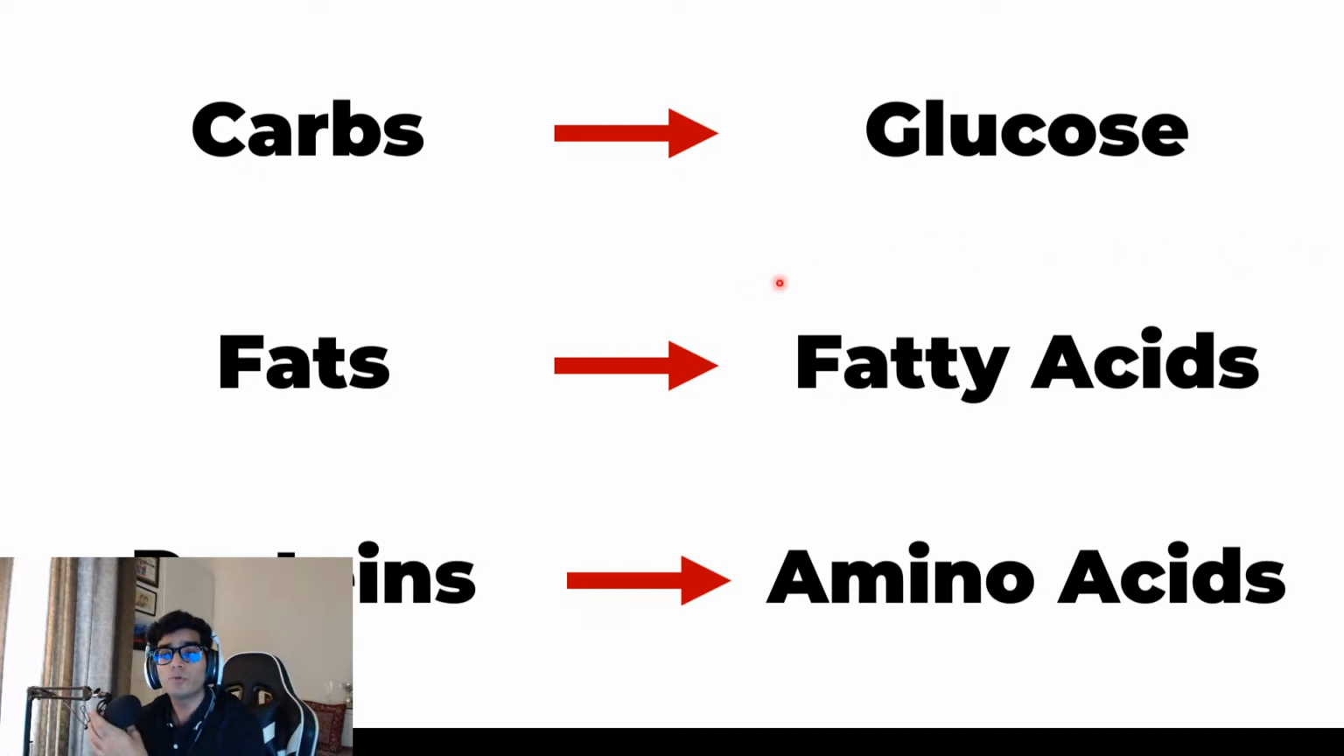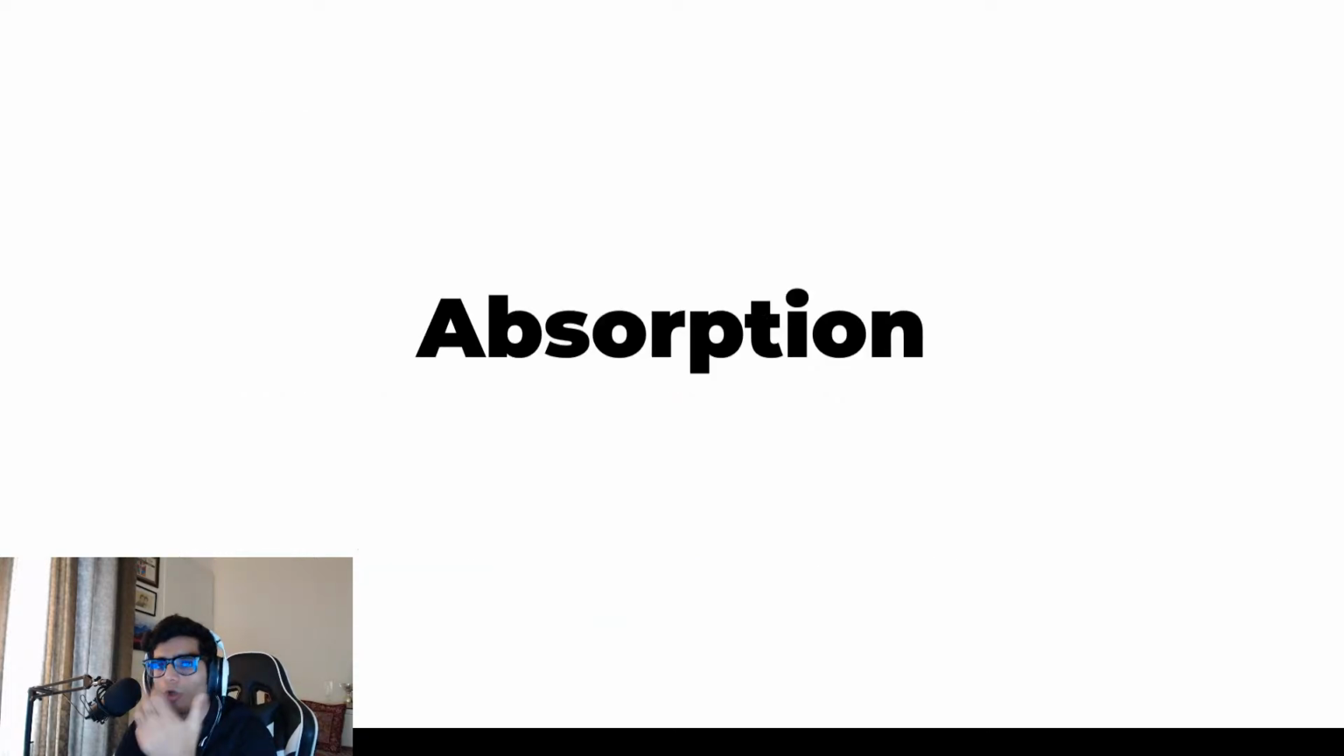Carbs get converted into glucose. Fats get converted into fatty acids. And proteins get converted into amino acids, right? So that's the whole process of digestion, right? Converting complex substances into simpler forms, simpler substances which our body can use.